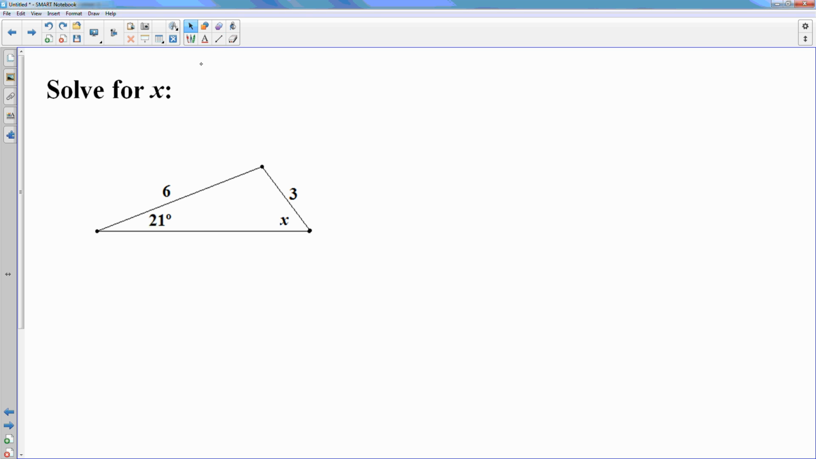So let's look at this problem. We are going to solve this using the law of sines. If you notice, when you do law of sines, remember you set up an angle with the opposite side. So I have 21 degrees and 3. So I'll say we have the sine of 21 degrees all over 3, which needs to equal, and then looking at my other stuff, I have x and 6. So it's going to be sine of x over 6.